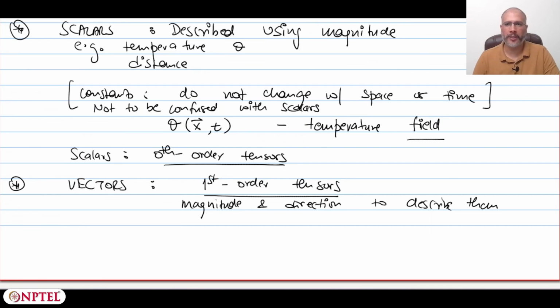Geometrically, we denote vectors using lines with arrows. The length of the line will typically denote the magnitude of the vector, and the direction of the arrow denotes the direction of the vector. For example, force. Force has a magnitude as well as a direction. Applying a force vertically is very different from applying a force horizontally on an object. So vectors are denoted using magnitude and direction, and geometrically using arrowheads.